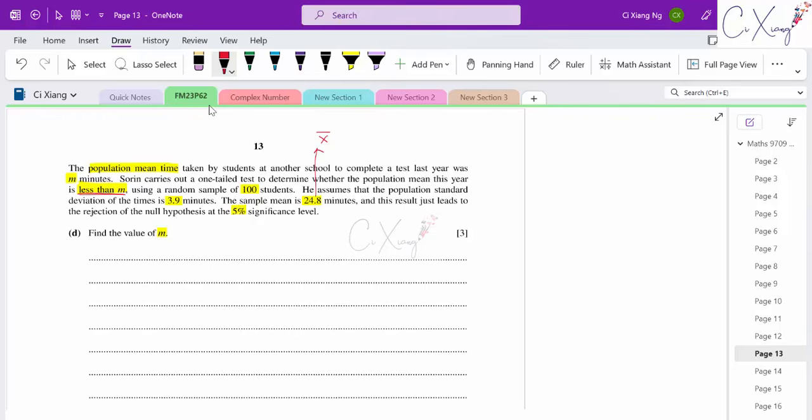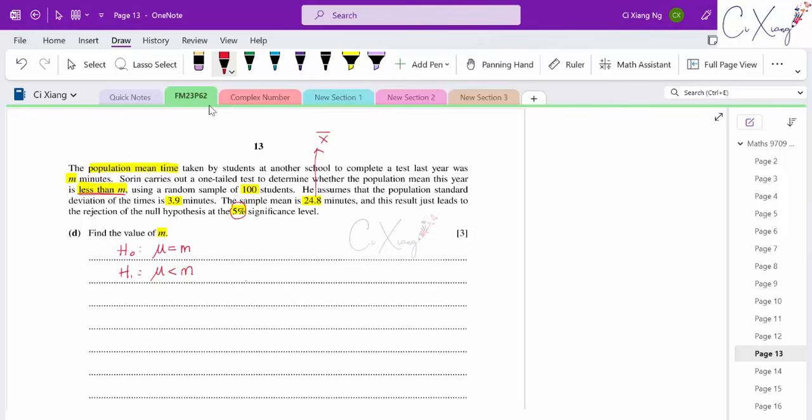Generally it's like this. When we want to carry out this test, our null hypothesis should be mu equals m minutes, and then our alternative hypothesis is basically mu smaller than m. Then when we are having the sample mean 24.8, if we try to convert it into the test statistic, the result leads to the rejection of the null hypothesis. That means this 24.8 falls under the rejection region for the 5% significance level.